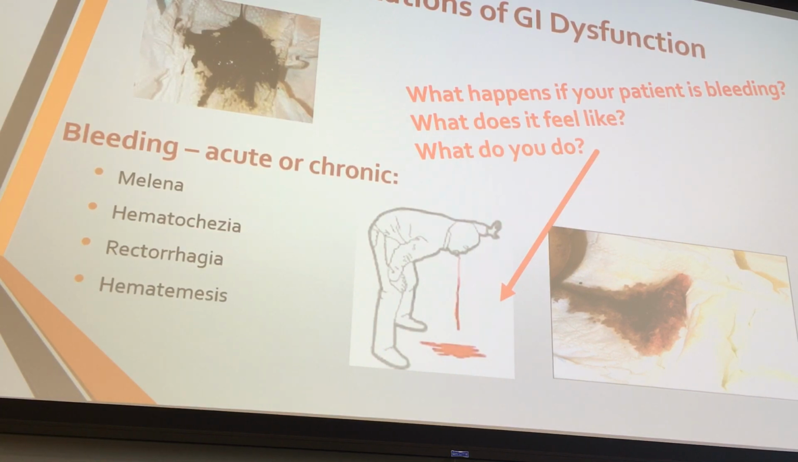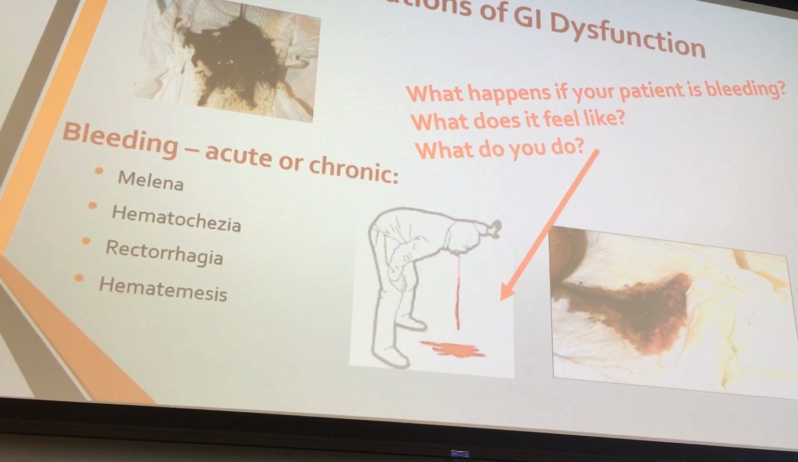How about rectorrhagia? What about that? Just blood. And hematemesis, I think I'm saying that right? Throwing up blood. Blood and vomit. So rectorrhagia would be blood without stool, is that what you're saying? No, so it's blood that's so close to the colon that it's going to be really red blood.